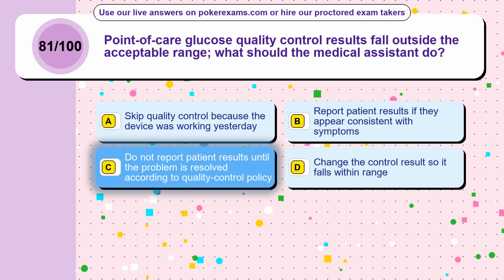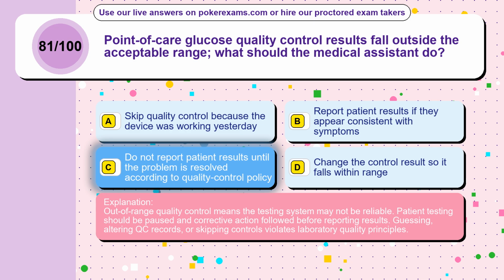The correct answer is option C. Do not report patient results until the problem is resolved according to quality control policy. Out-of-range quality control means the testing system may not be reliable. Patient testing should be paused and corrective action followed before reporting results.